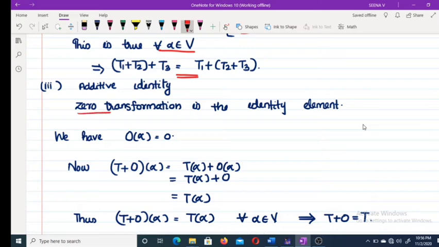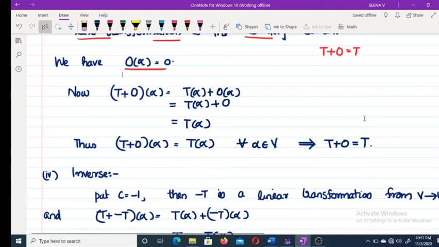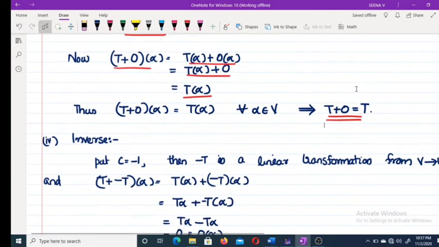Now, additive identity. If you consider the zero transformation, then clearly it is the identity element. That is what we have to prove: T + 0 equals T. Now for the zero transformation, 0(alpha) equals 0. Now (T + 0)(alpha) equals T(alpha) + 0(alpha), and T(alpha) + 0 is equal to T(alpha). Thus we get (T + 0)(alpha) equal to T(alpha) for every alpha belongs to V, this implies T + 0 equals T. That means existence of the identity element.